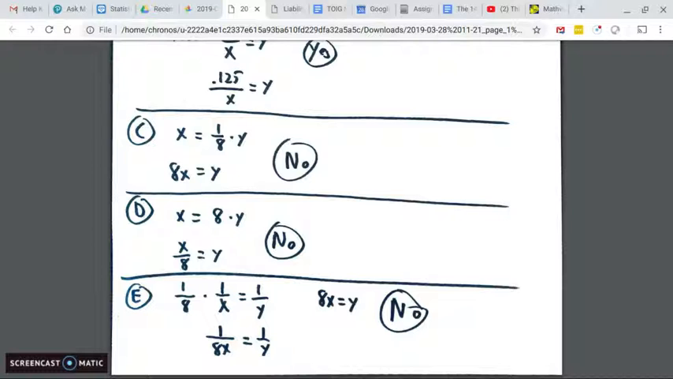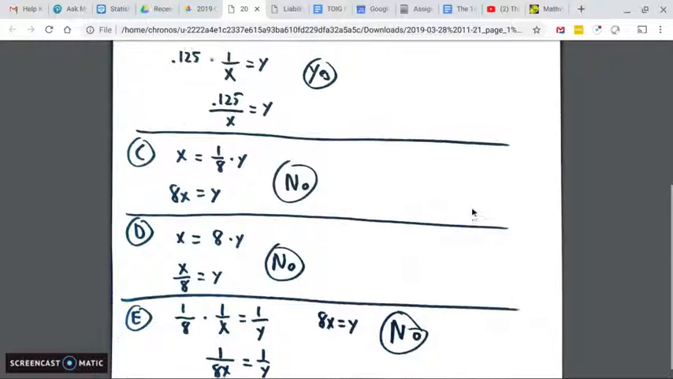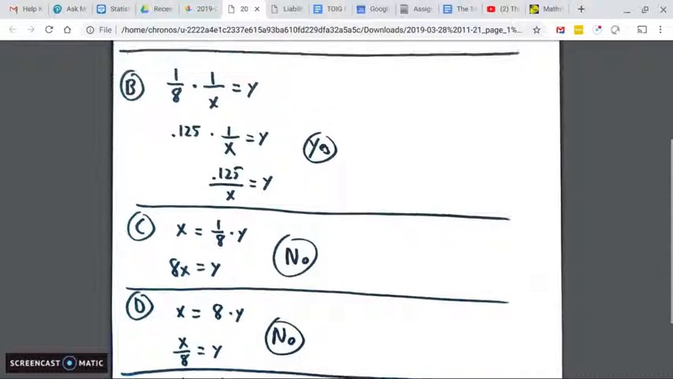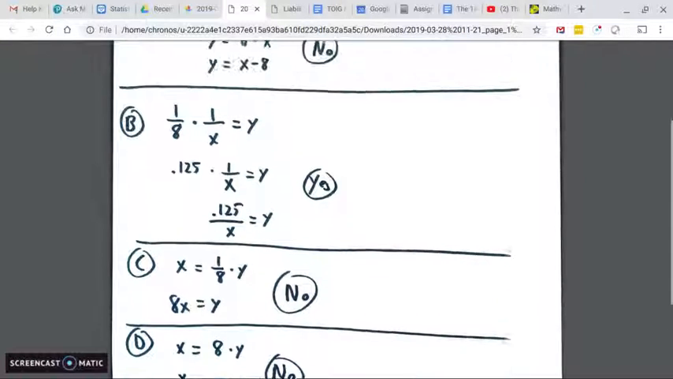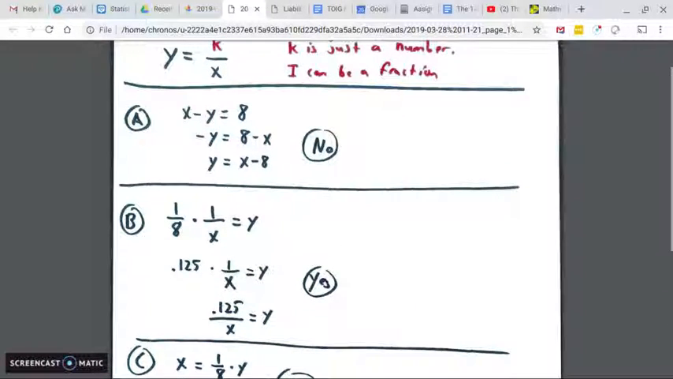So I hope that helps on this skill and how to take care of those ones with a little equation manipulation. You should be able to find the one that works.